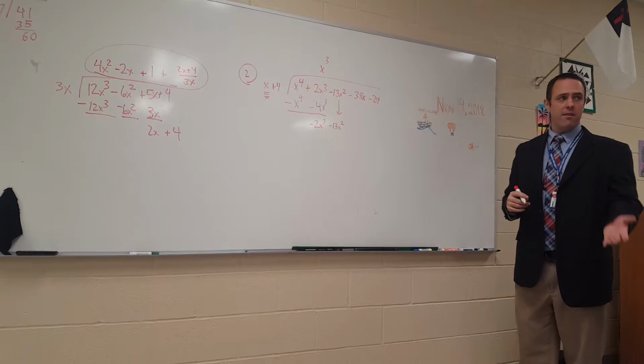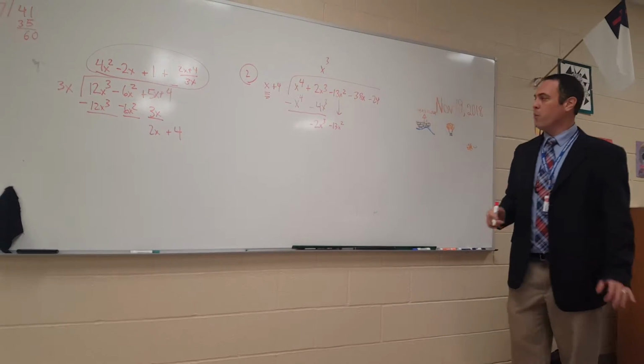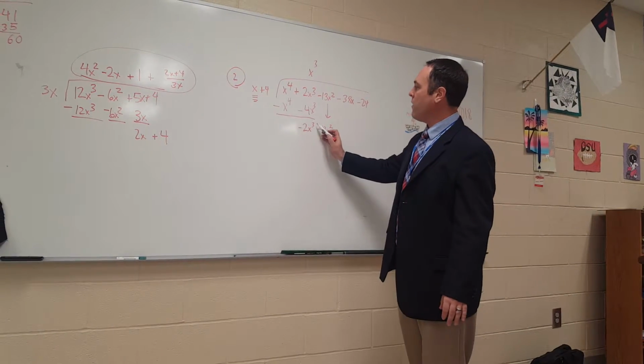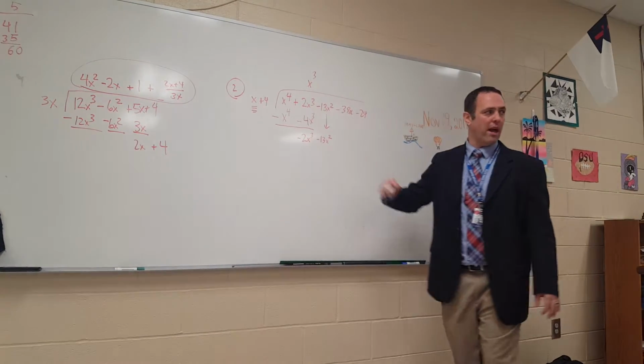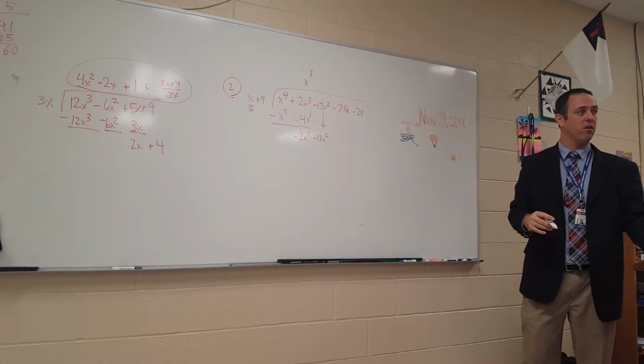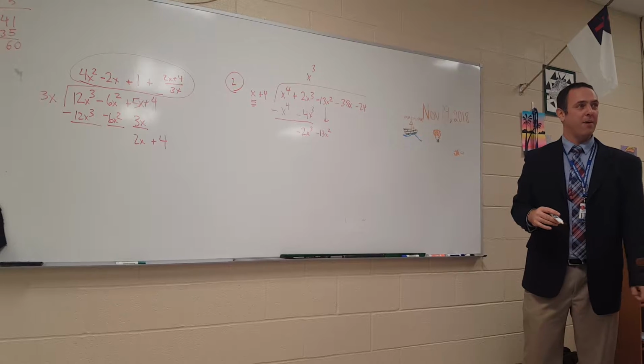Now we're going to repeat the same process. We're not going to do anything different from the rest of this. So we take negative 2x cubed, this leading term, and divide it by x. What is negative 2x cubed divided by x? Negative 2x squared.